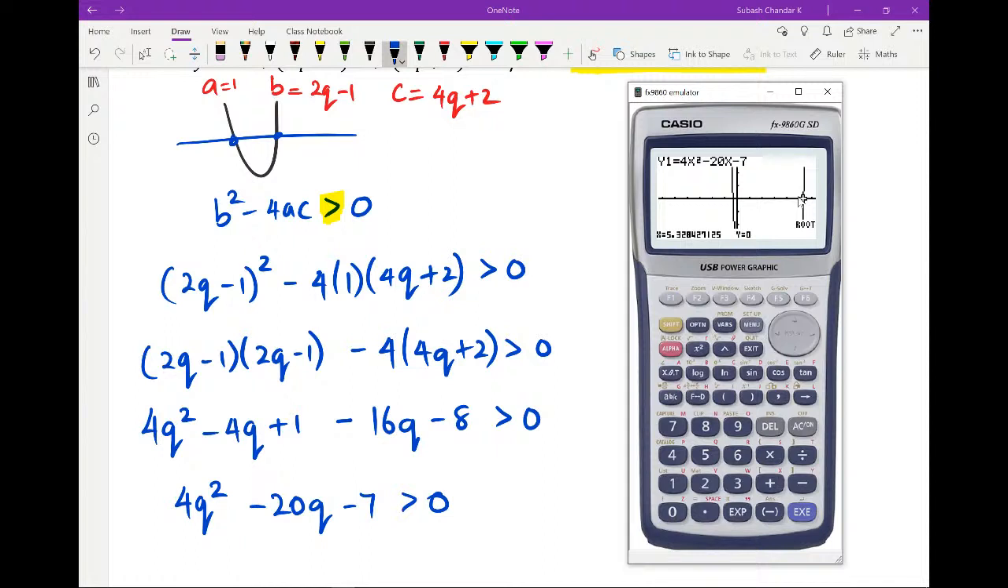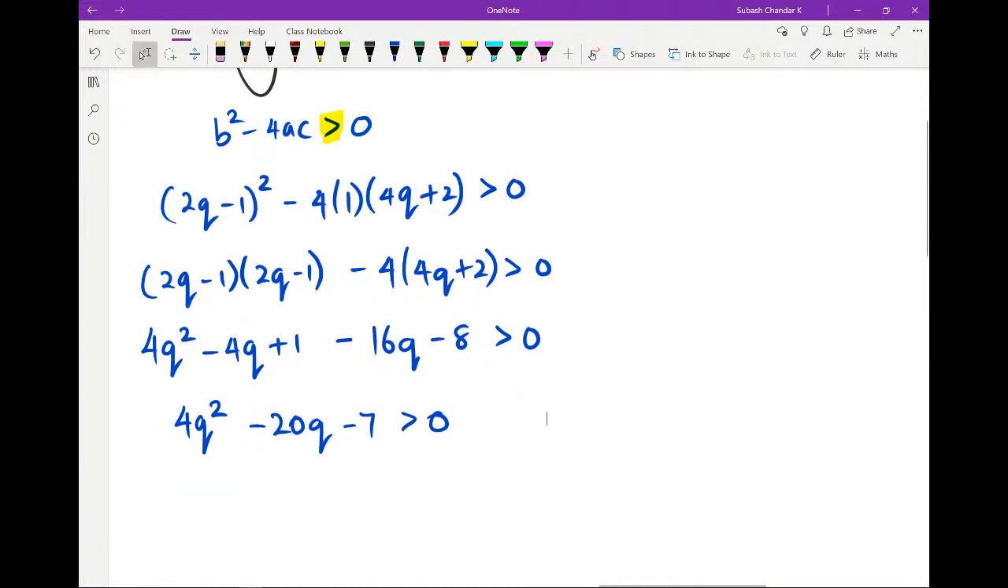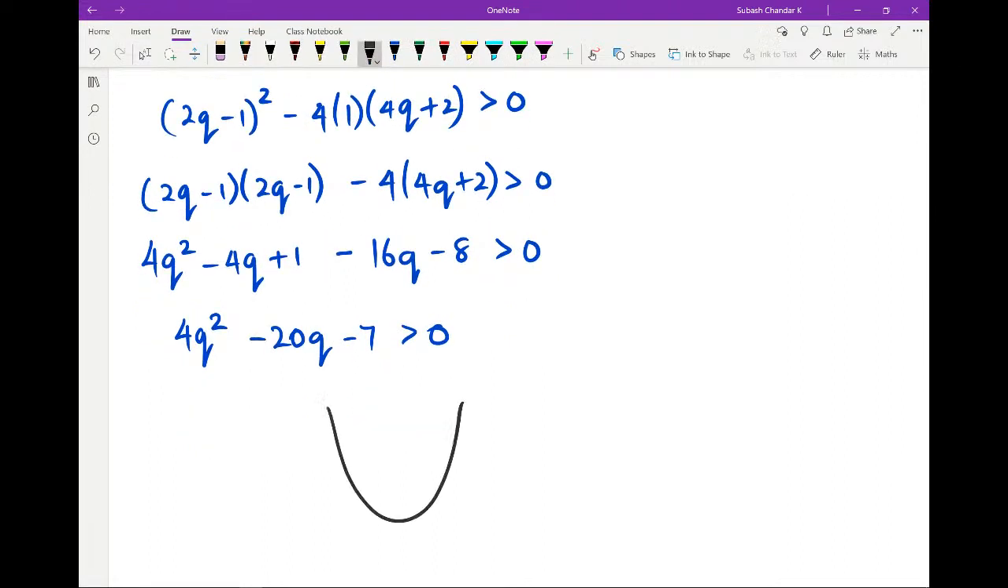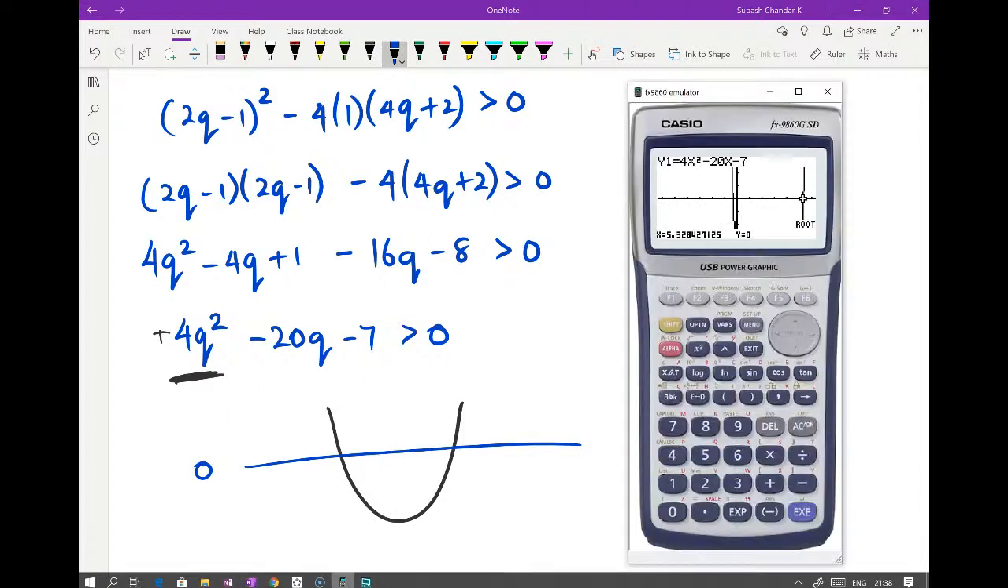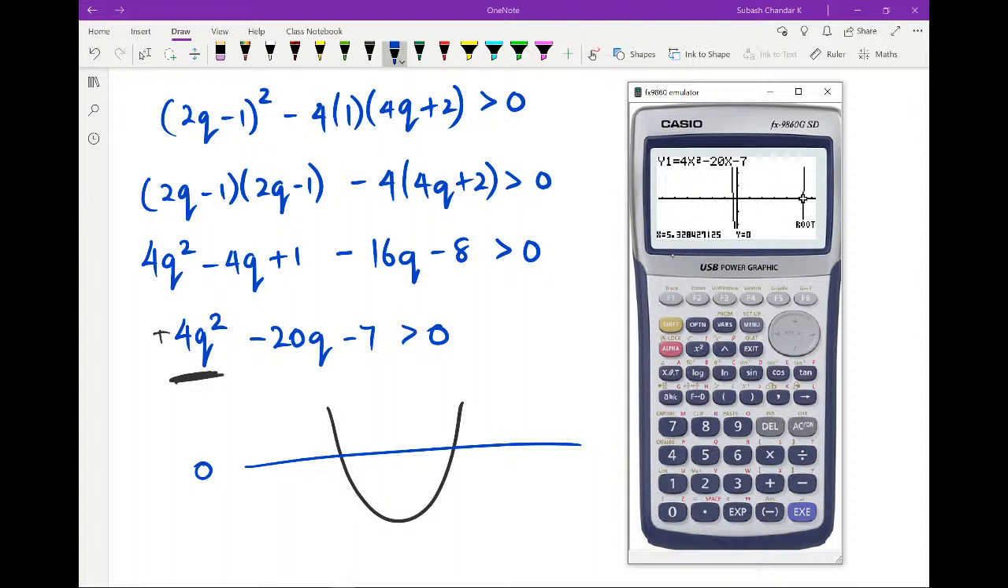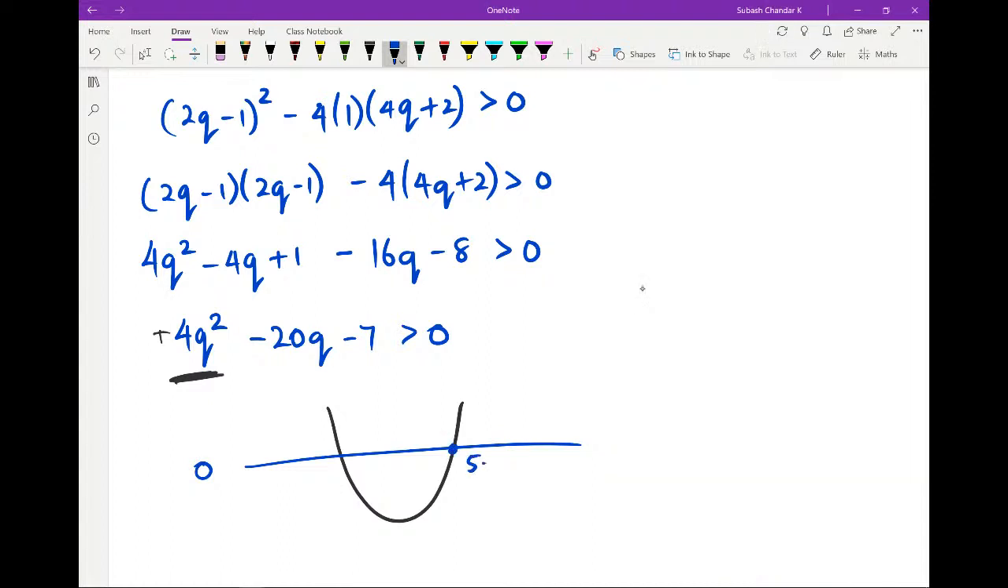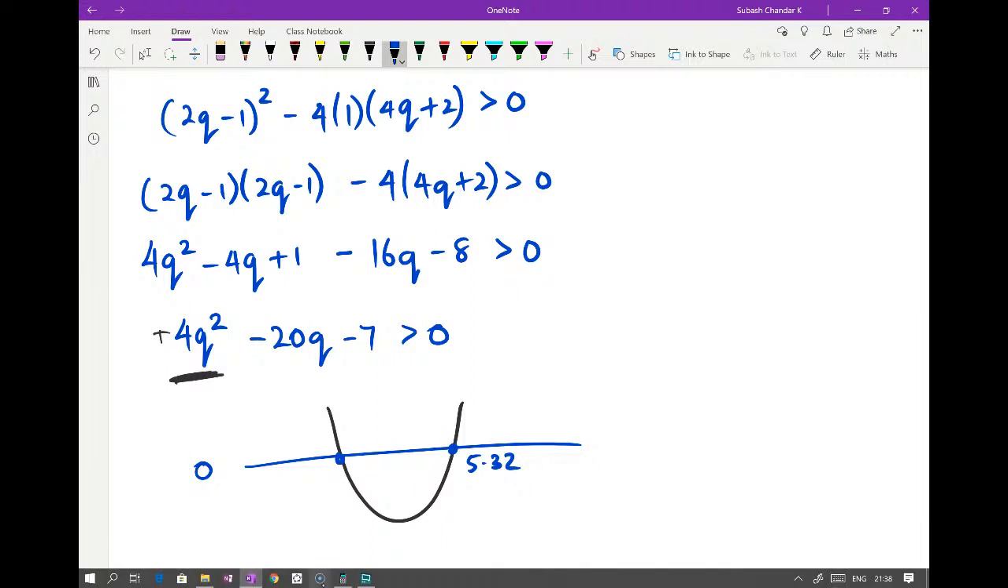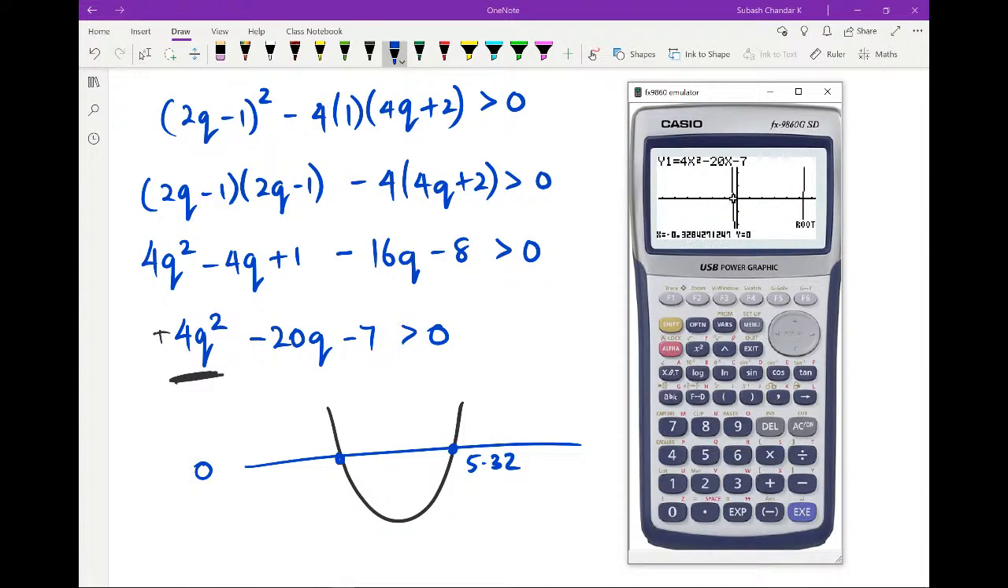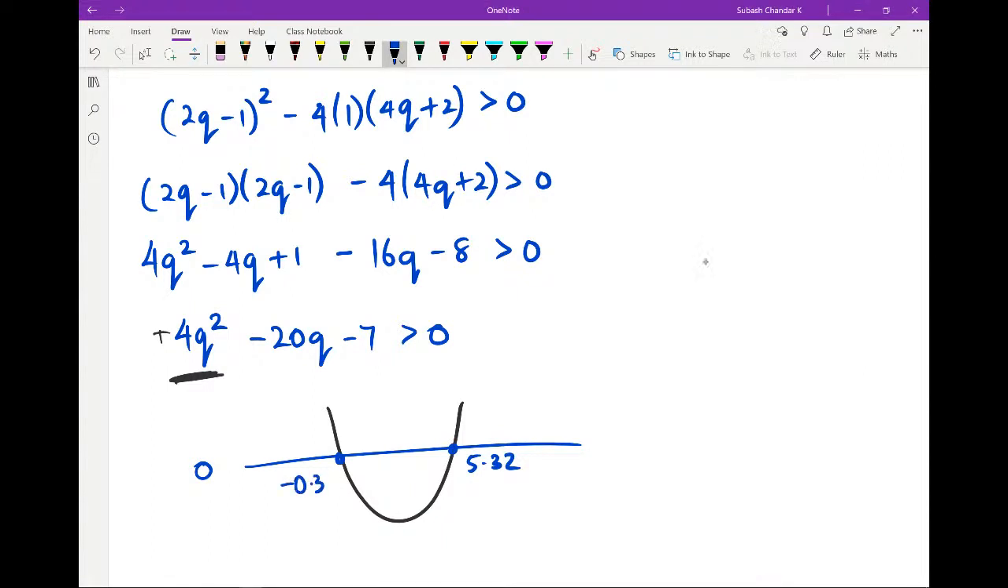You could use either, Jay. It doesn't really matter. You could use graph, it's the same thing. What I usually do is tell people to draw a little quadratic like this, and the reason it's a positive quadratic is because of the positive 4 here. Then I put a line like this called a 0, and there's my 2 points. This point here is 5.32, and my first one was negative 0.32.